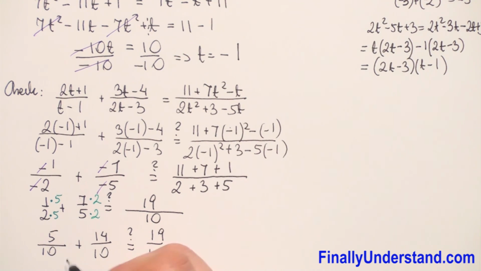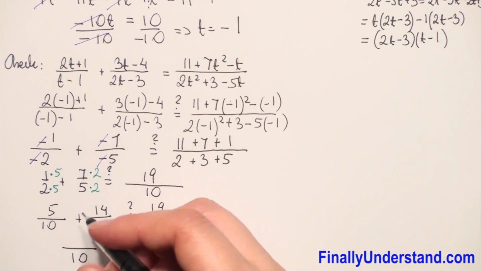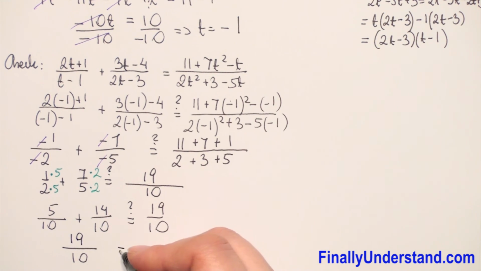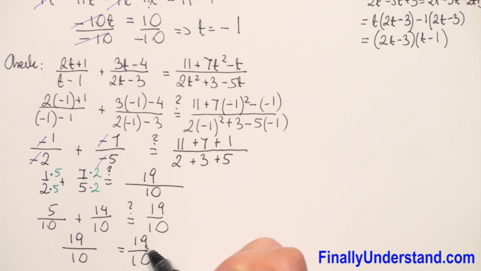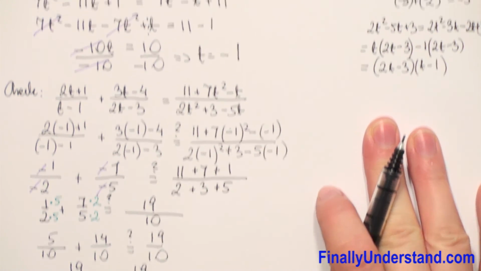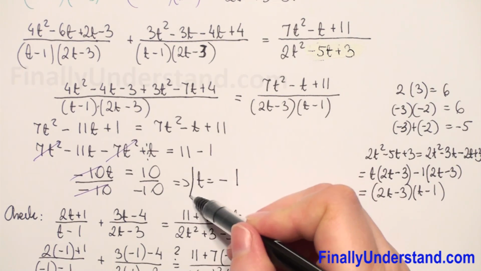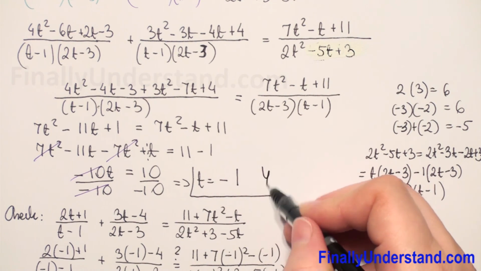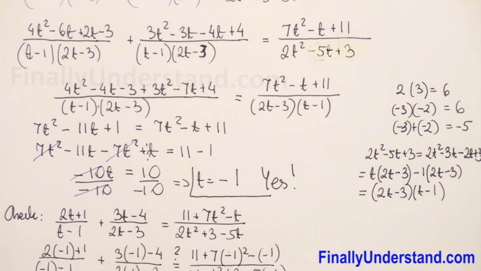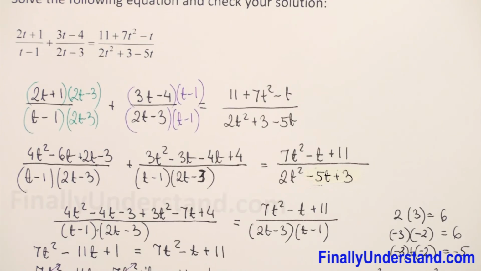We have the same denominators, so we copy the denominator and we add the numerators. 5 plus 14 is 19. This is equal to 19. We see that the left side is equal to the right side. What does it mean? It means that t equals negative 1 is the solution for our fractional equation.